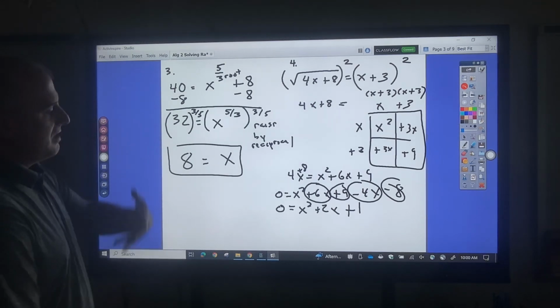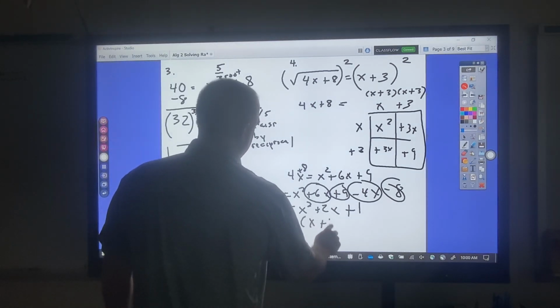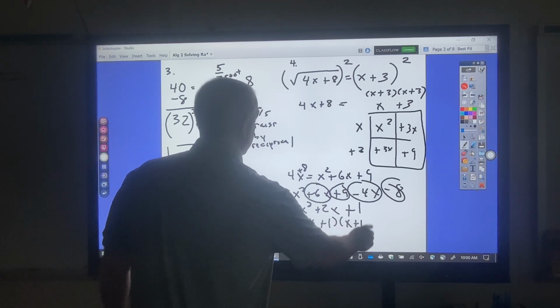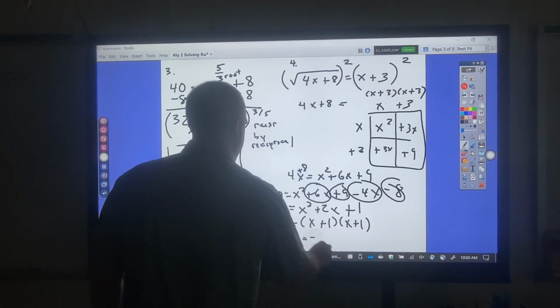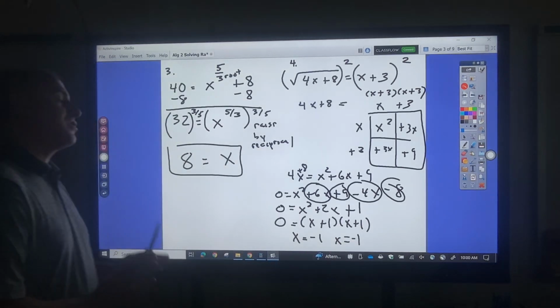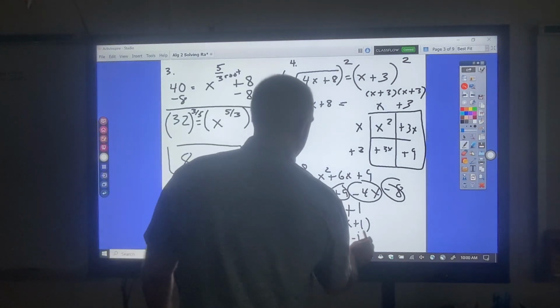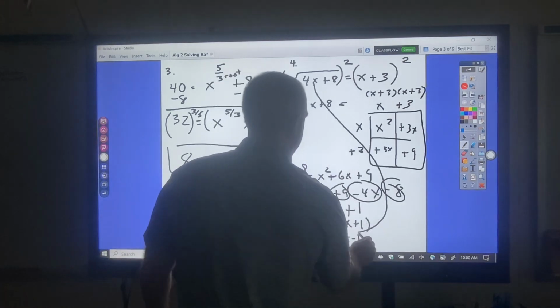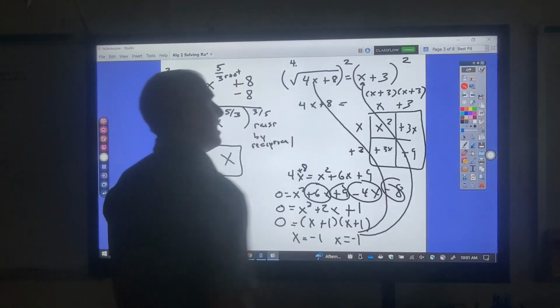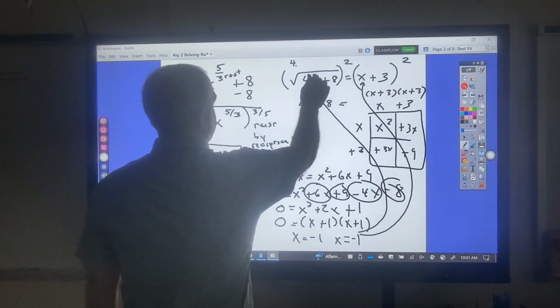I can do quadratic formula or factoring. That's really easy to factor. That's going to be x plus 1 times x plus 1. So the solution out of that would be negative 1. Now, here's something else you have to check. If I put that into both sides, this is like when we did absolute value. I put that in.